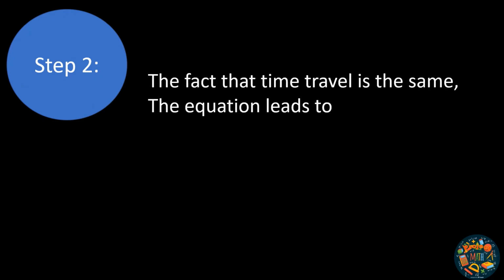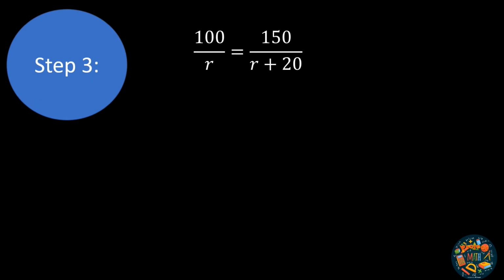Let us now write an equation. The fact that the travel time is the same, the equation leads to 100 over R equals 150 over R plus 20. Let us now solve the equation 100 over R equals 150 over R plus 20.